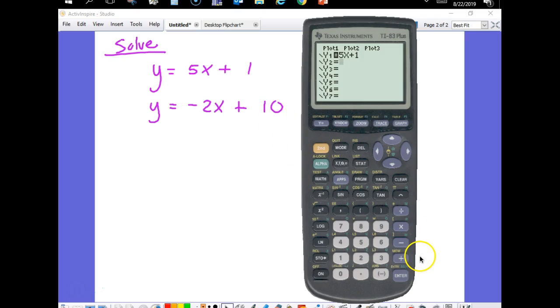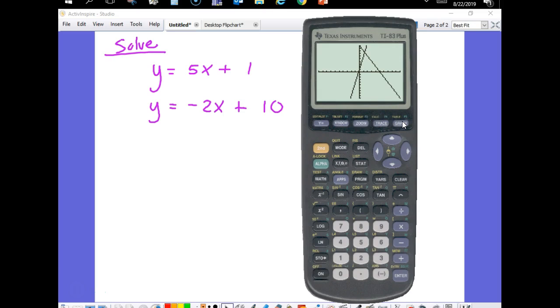Now don't forget, there is a difference between the negative button, which is down here, and the minus button, which is up here. Excuse me. Thank you. So we want negative 2x plus 10. If you get an error message pretty soon, that's because you probably pushed the minus sign instead of the negative. All right, then go ahead and push graph.